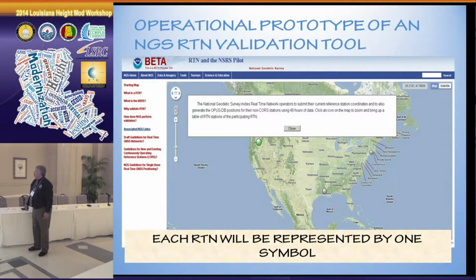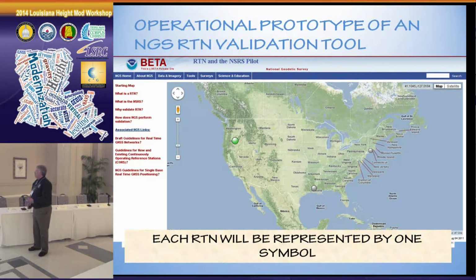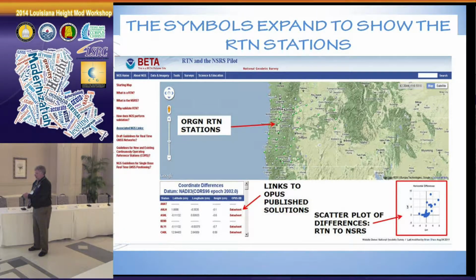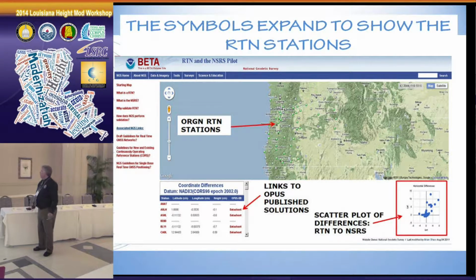Here's that beta tool I was talking about. You can see Randy has given us data here. What you do is you slide over that point, expands it so that you can see all the points in that network. Actually, this is in Washington here. And you can click on them. You can get the difference between the published value and what's used at the real-time network. Hopefully it's within a couple centimeters.